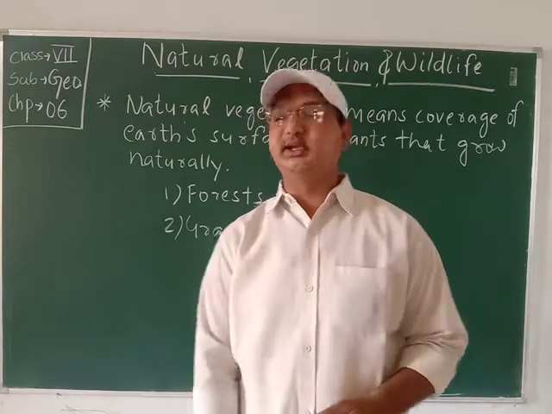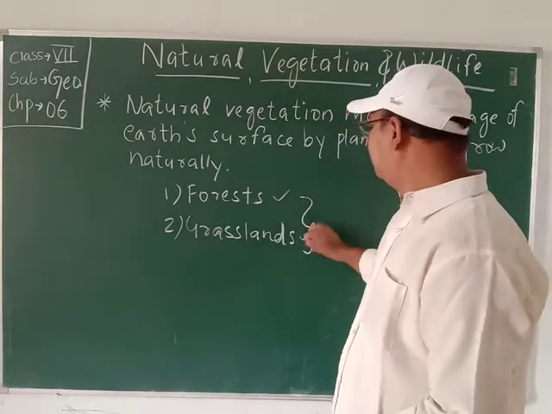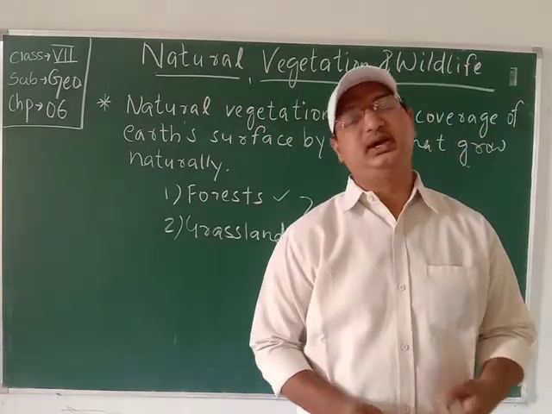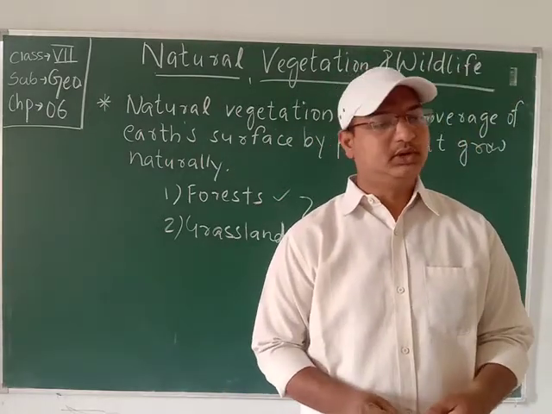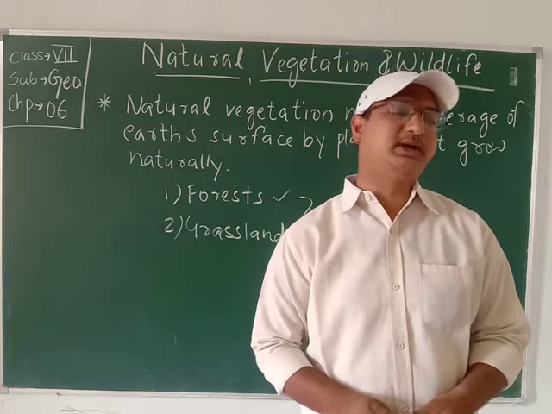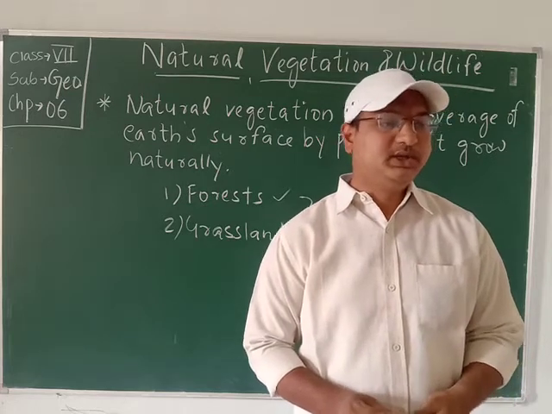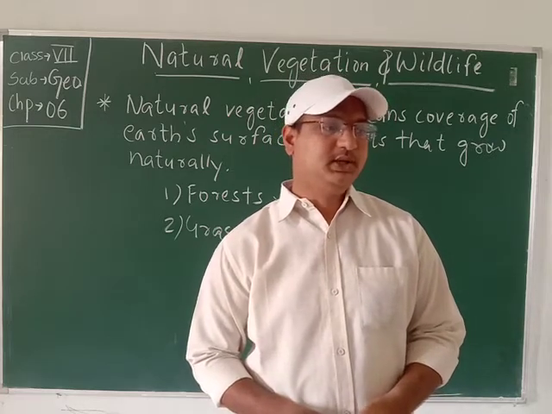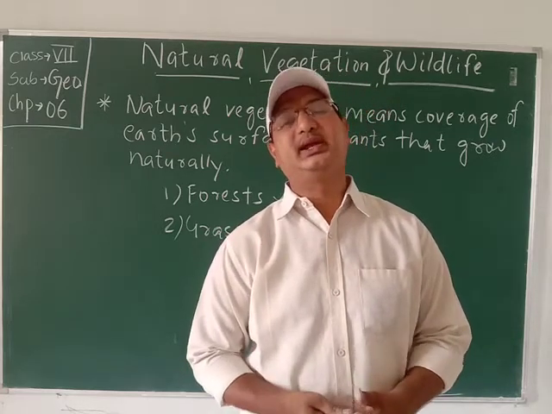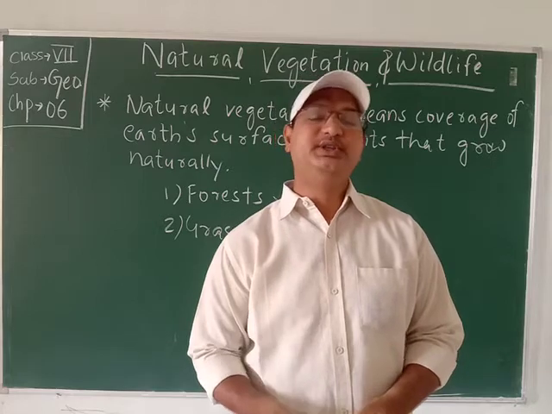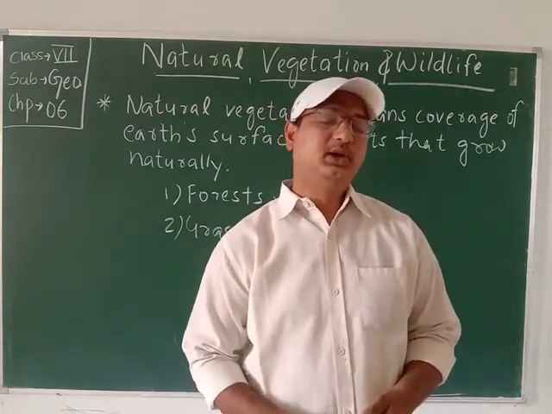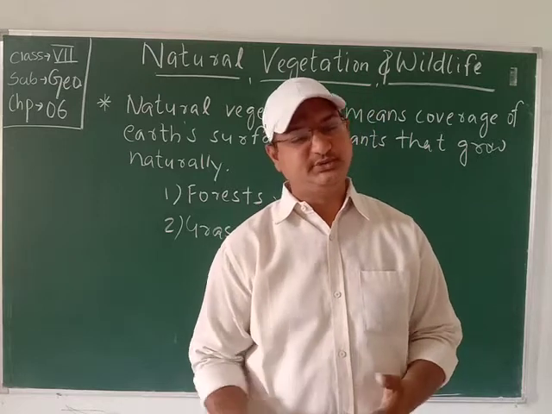Then, students, the second type is the grasslands. Grasslands are flat and open areas where grasses are the dominant type of vegetation. They are found in regions of moderate rain. Shrubs and prickly cactuses grow in this type of dry region. So students, we can find these two types of natural vegetation: forest and grasslands.